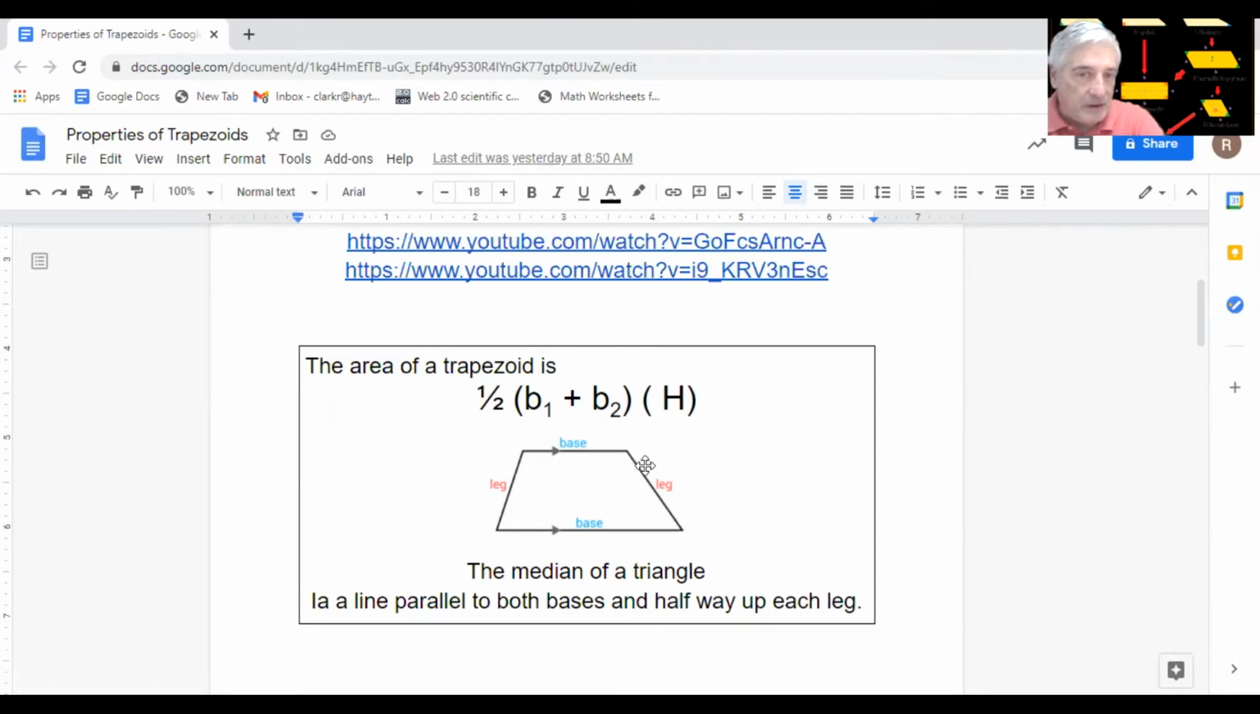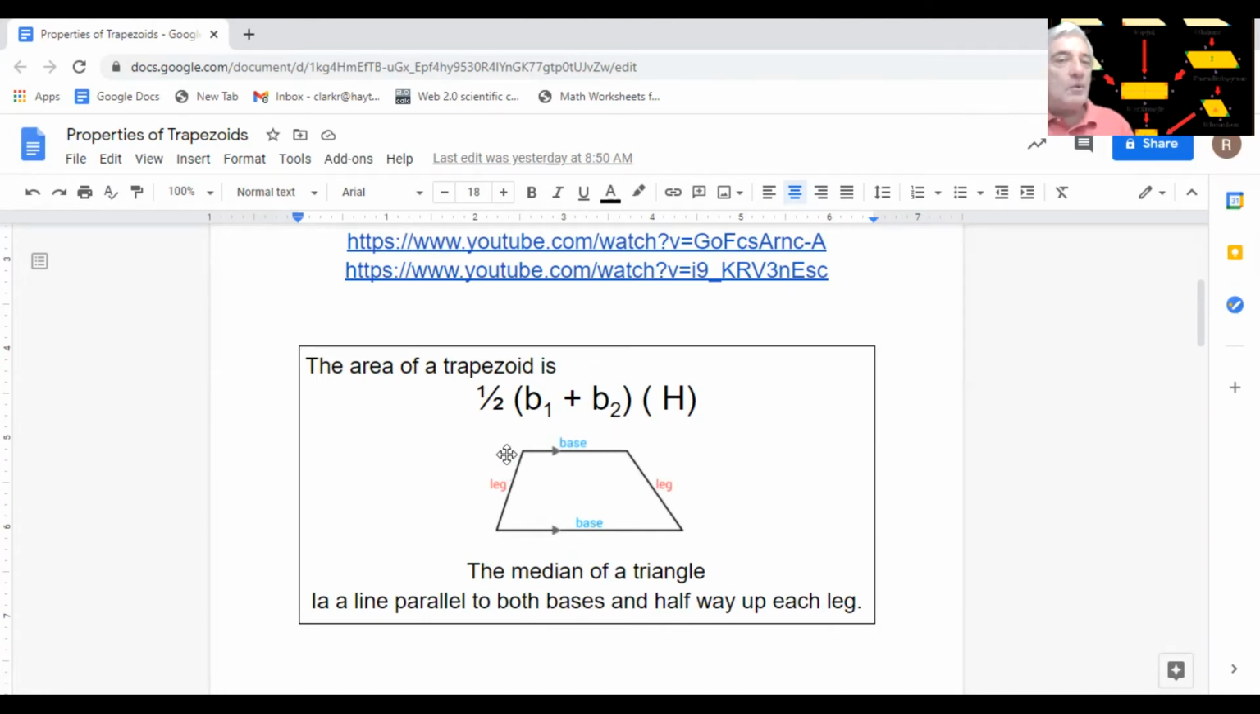The bases are parallel to each other. Base 1 and base 2 are parallel. The other 2 are called legs. They cannot be parallel. If they were parallel, you'd have a parallelogram or a square, a rhombus, or a rectangle. So we have 1 set of parallel sides, but not 2. So pretend there used to be a triangle here. Triangle was up here. All we did was cut it off.